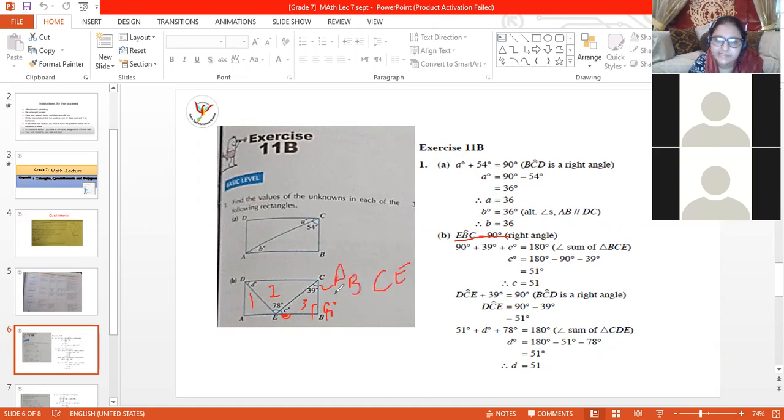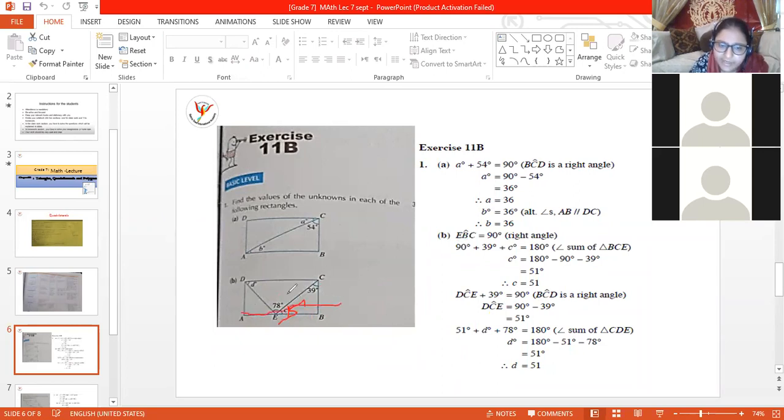In triangle BCE, C degree plus 39 degree plus 90 degree is equal to 180 degree. By solving it, I will come to know the value of C, which is 51 degree. And if the value of C is 51 degree, by using the property, I can say that this angle will also be 51 degree. So let's solve it out. If this angle is 51 degree, this angle will also be 51 degree.